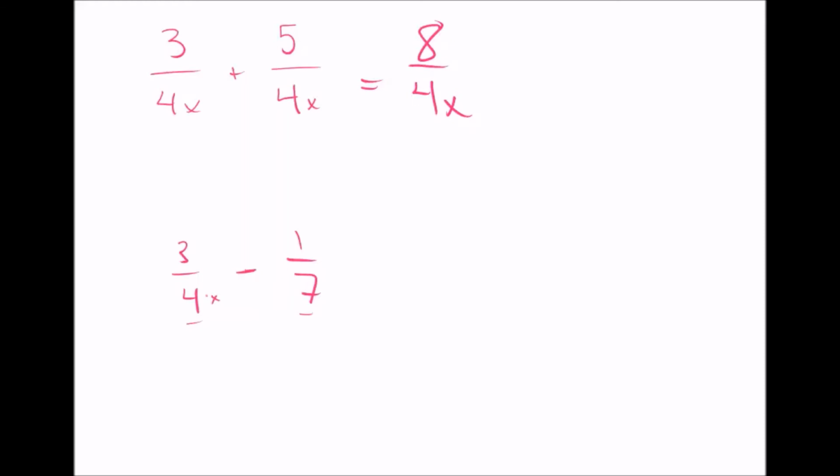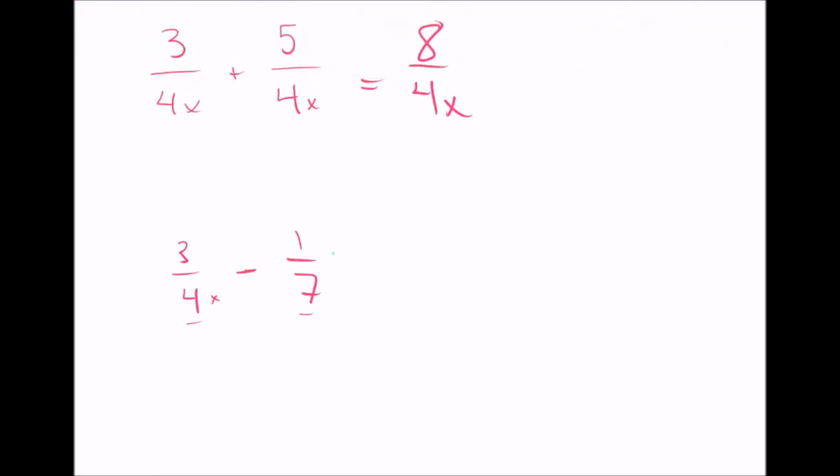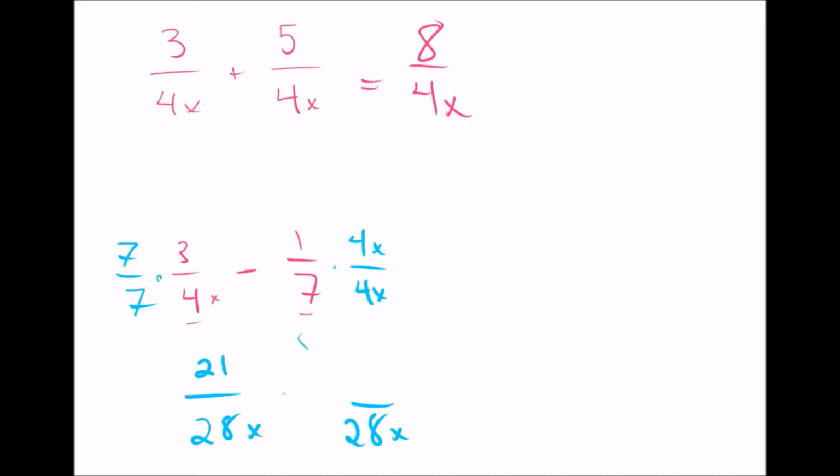If it was just 4 and 7, we would need to change both denominators to be 28. But here it's x as well. So on the right, we need to multiply by 4x over 4x. And on the left, we're going to multiply by 7 over 7, to change this denominator to be 28x. On the top we have 7 times 3 is 21. And over here we have 1 times 4 to give 4x.